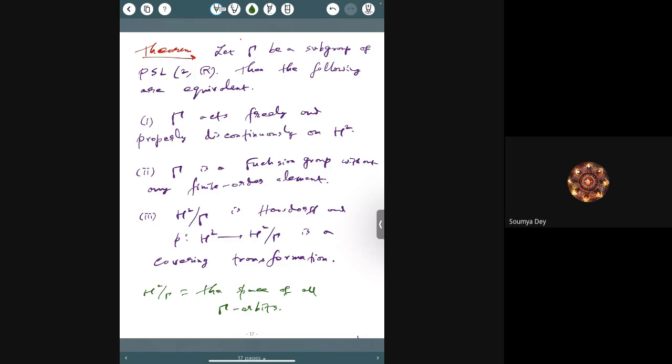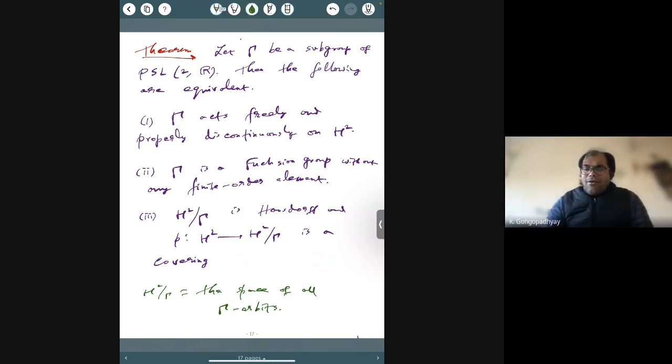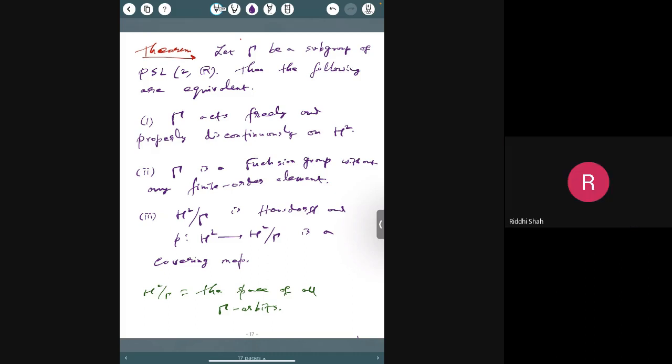Not transformation. What is the covering difference? Transformation means it's a deck transformation. Oh, I see. Okay. Covering map. This is a covering. All right. So with this theorem, I will end today, and I will start tomorrow.